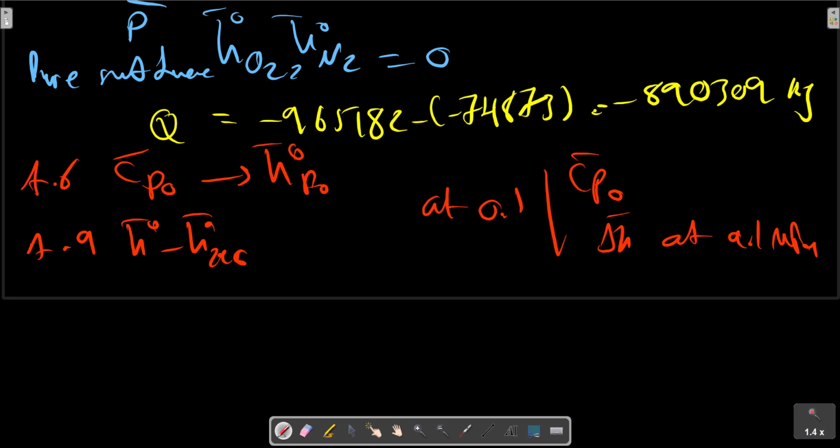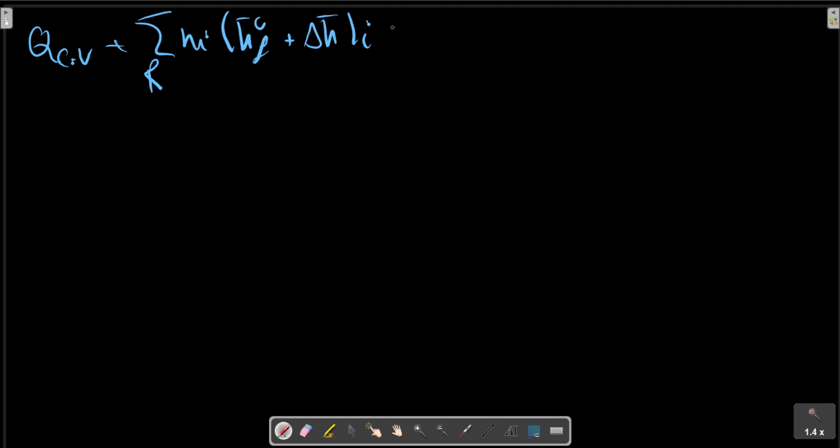Now, in applying the first law to a steady state process involving a chemical reaction and negligible change in kinetic energy, we can also write this relation: sum of n_i h bar_i, sum of n_e h bar_e.